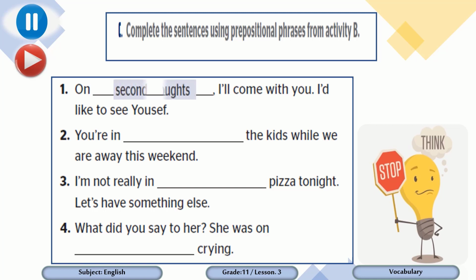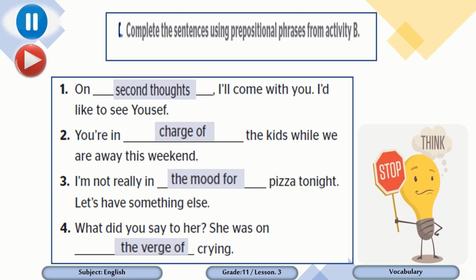Number 1. Second thoughts. Excellent. On second thoughts, I'll come with you. I'd like to see Yusuf. Number 2. Charge of. Excellent. You are in charge of the kids while we are away this weekend. Number 3. Very good. The mood for. I'm not really in the mood for pizza tonight. Let's have something else. Number 4. The verge of. Excellent. What did you say to her? She was on the verge of crying.